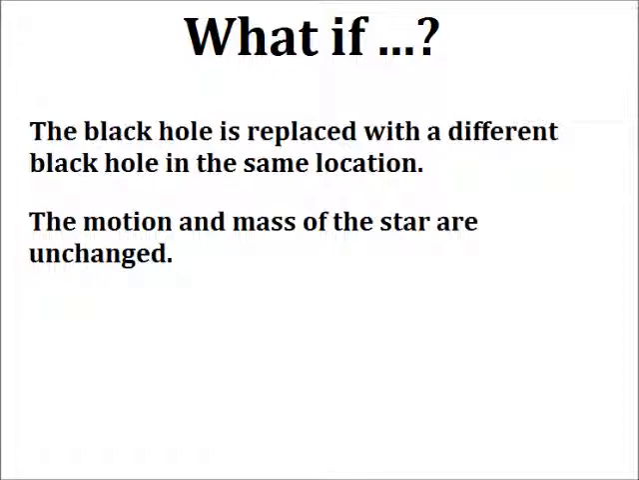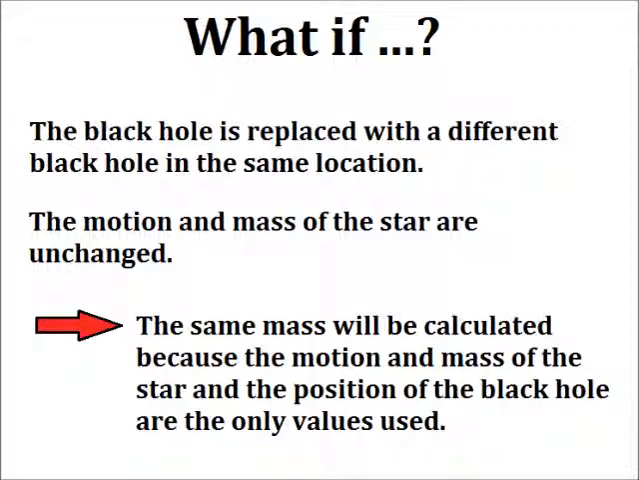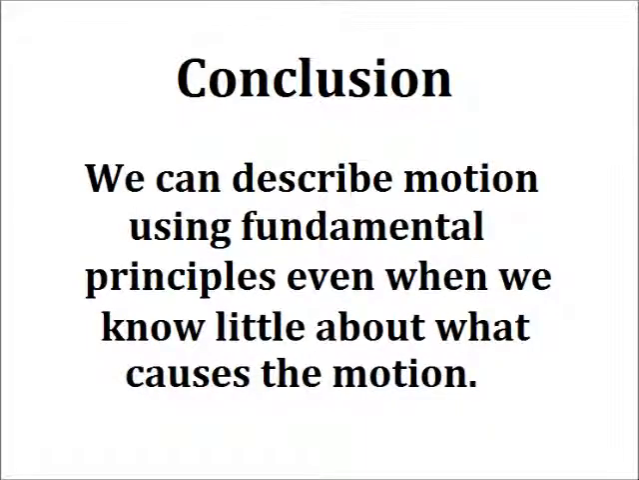What if the black hole were removed and a different black hole replaced it? The new black hole is in the same position and the motion of the star is the same. In this case, if we were to recalculate the mass using the same process, we would find the same value. In conclusion, we have seen the fundamental principles can be used to describe motion, even when we don't know much about what is causing the motion.